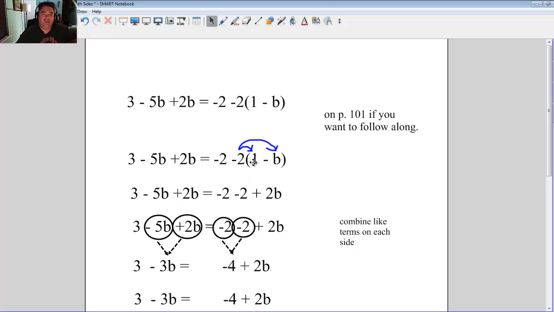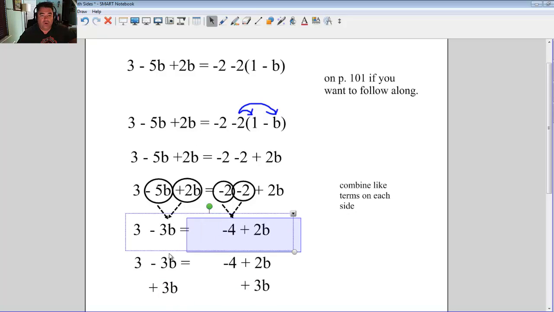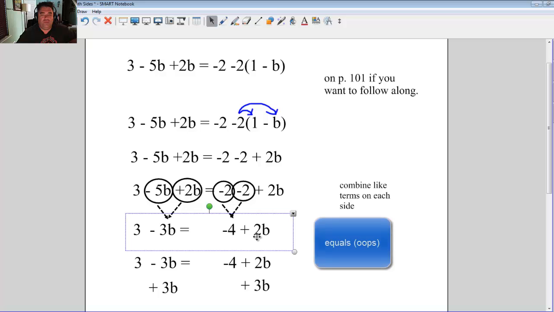So negative 2 times 1 does make negative 2, so negative 2 or minus 2 stays the same. And negative 2 times negative b makes positive 2b. Negative 2 minus 2 more makes negative 4, and then 2b comes down. Over here, I'm just going to combine the negative 5 plus 2b to make a negative 3b. So after all that work, I now have 3 minus 3b plus negative 4 plus 2b.